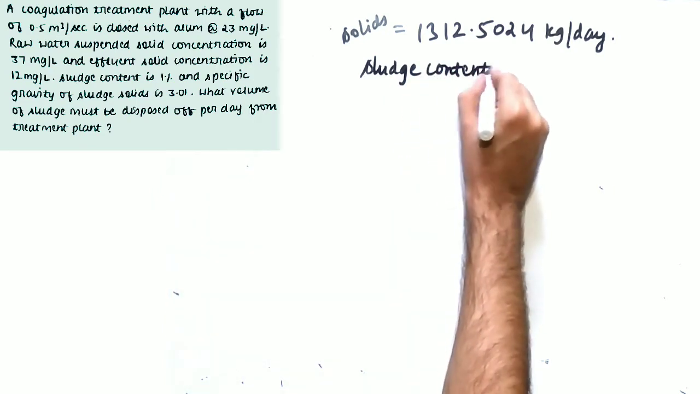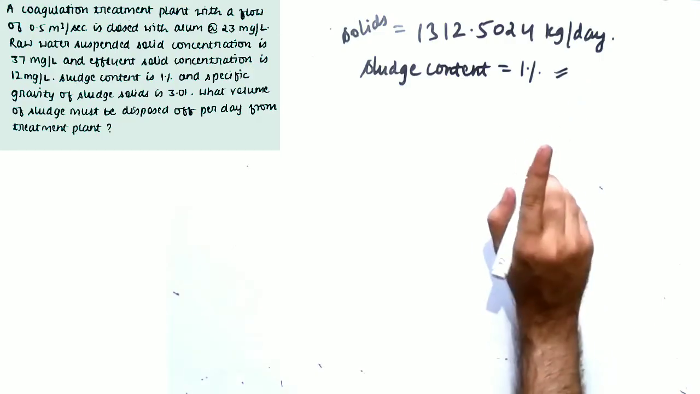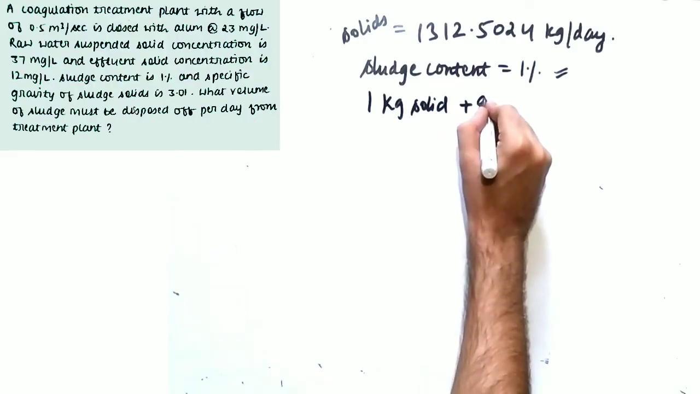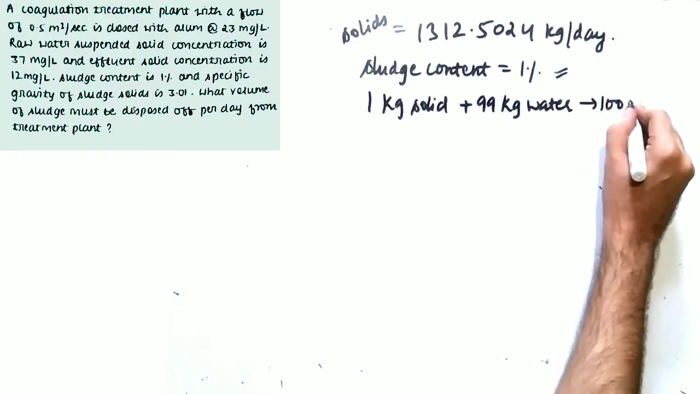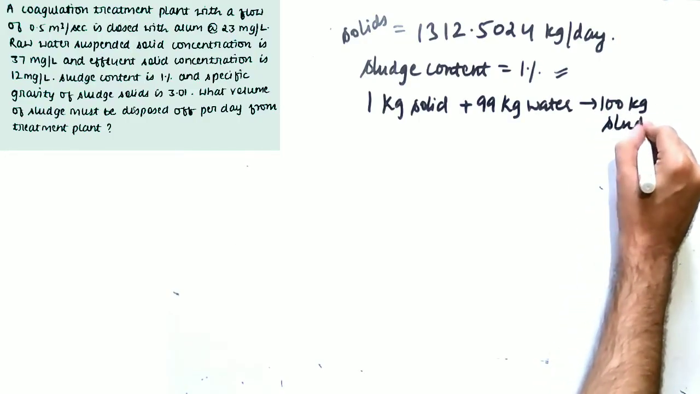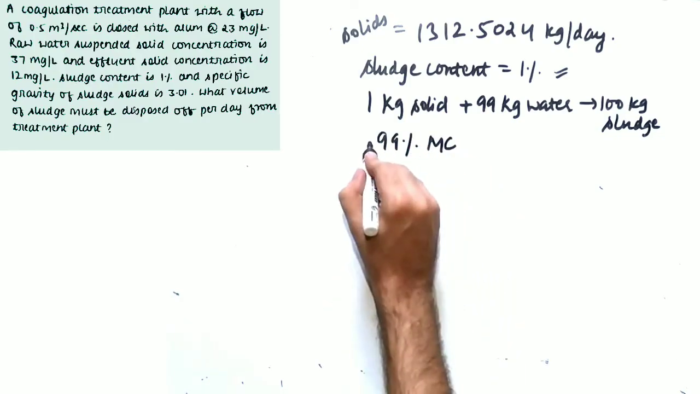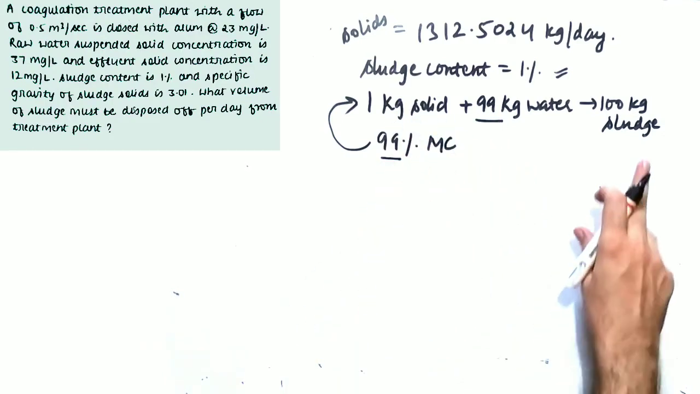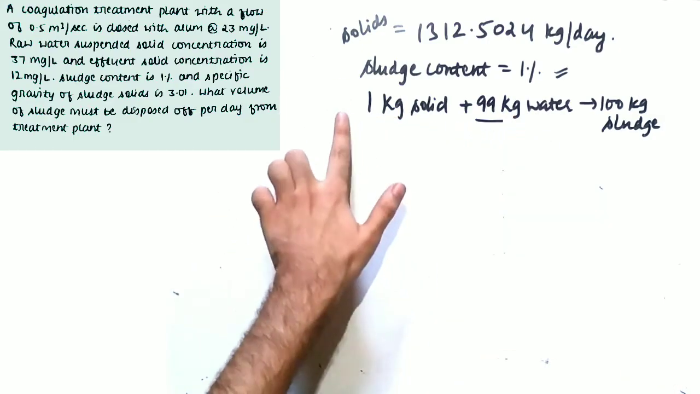So this is solids. Now there is one statement given to you that sludge content is equal to 1%. What does this mean? Remember, this statement will come very often in environmental engineering and you should interpret what it means. This means that 1 kg of solid plus 99 kg of water will give 100 kg of sludge. Similarly, 99% moisture content also means this. That means 99 kg of water and 1 kg of solid will give 100 kg of sludge. So basically this is the equation that is indirectly given to you in the question.